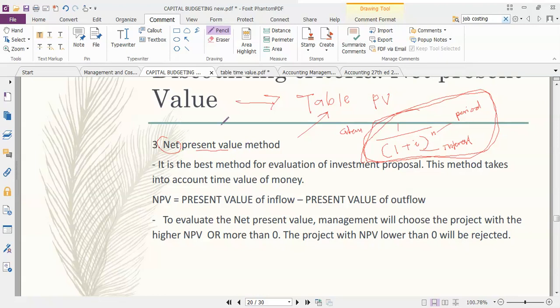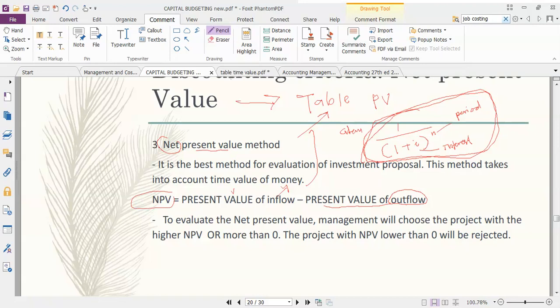So it is the best method for evaluation of investment proposal. This method takes into account time value of money. Okay, kita nak tengok time value of money. Net present value tu, first thing first, we must calculate the present value of inflow. Inflow yang dia bagi dalam soalan, kita cari present value dia using the tabulation method. And then to calculate the net present value, you must minus the present value of outflow. Maksudnya initial cash flow yang pertama sekali yang kita nak invest tu berapa banyak, kita kena tolakkan. Okay, barulah kita akan dapat net present value.